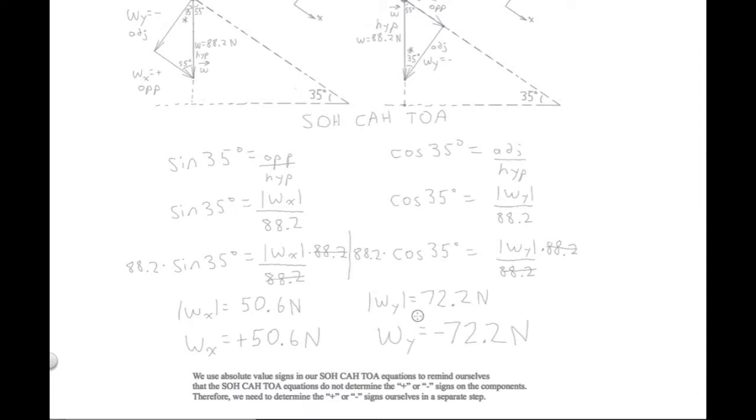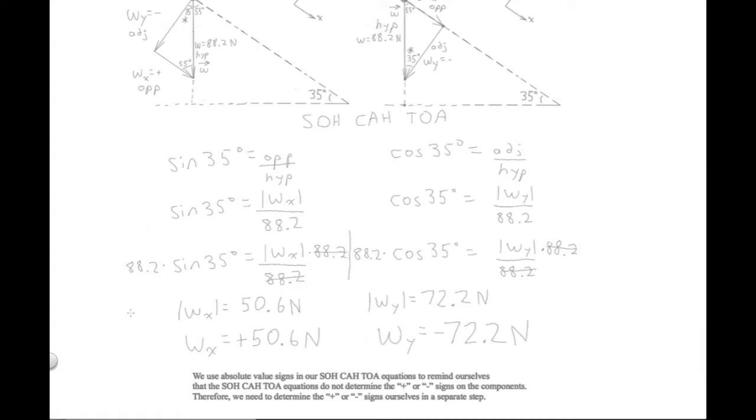Your professor and maybe your textbook might not use absolute value signs in their SOH-CAH equations, but as a beginner, I recommend that you should use those absolute value signs to remind yourself that you're going to need to figure out the plus and the minus sign in a separate step.